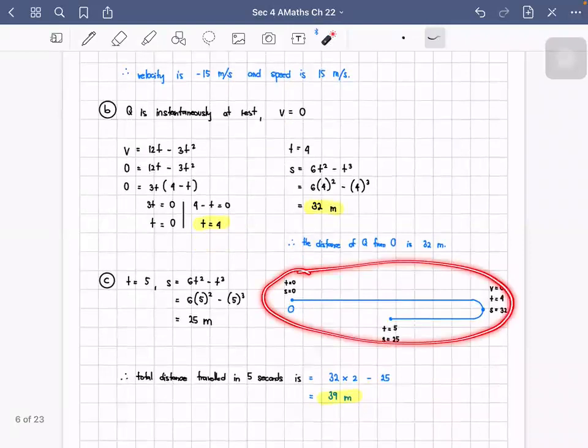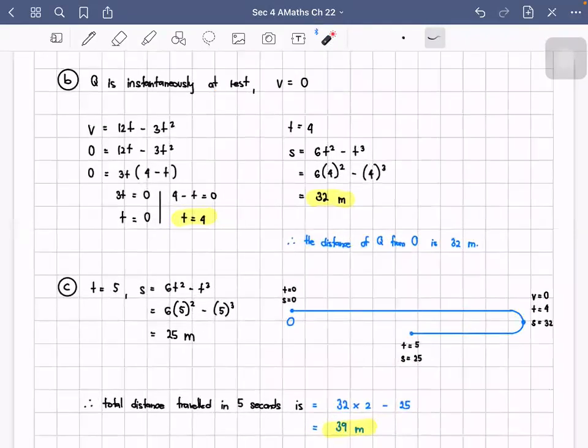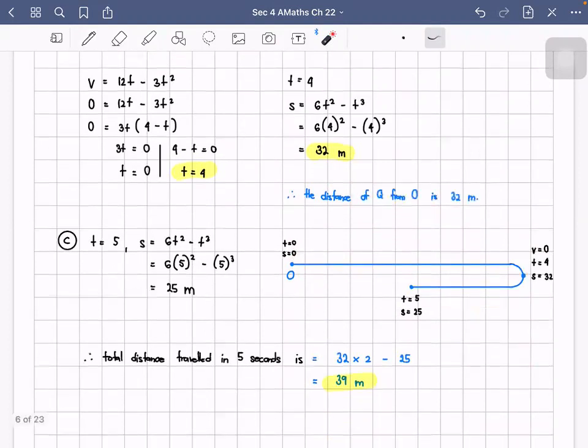So it's illustrated here. This is the origin. Origin is time 0, displacement is 0. Then here, velocity is 0 because it's instantaneously at rest from letter B. Time is 4 seconds and the displacement is 32 meters. So again, this is 32 meters. For letter C, if time is 5, the displacement is 25 meters.